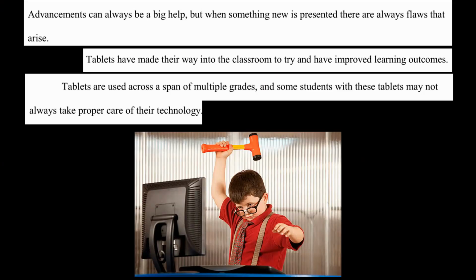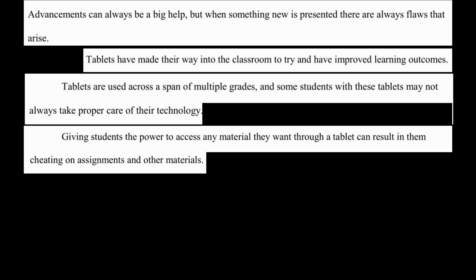Next topic sentence. "Tablets are used across the span of multiple grades, and some students with these tablets may not always take proper care of their technology." So, teens can be destructive little bastards. Kids can be destructive little bastards. I'm not sure how that's a flaw of the technology, though. And this is an issue that's going to come up again.